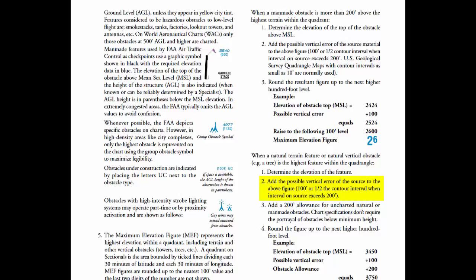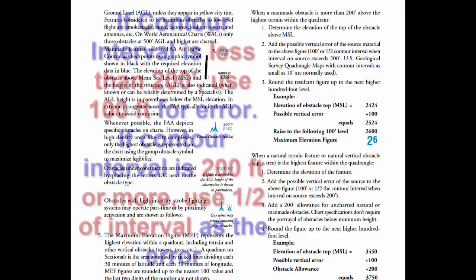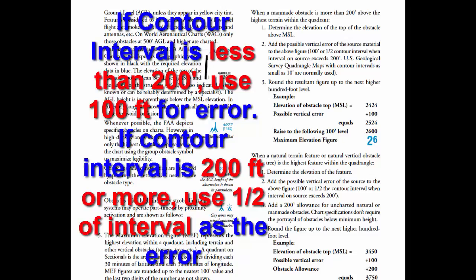So in other words, even if the USGS map has a contour interval of 10 feet, the error that is used in the calculation is still 100 feet. However, if the contour interval is 500 feet, then the error would be 250 feet. So basically, the error is always the greater of 100 feet or 1/2 of the contour interval.